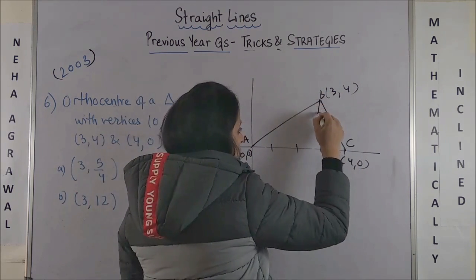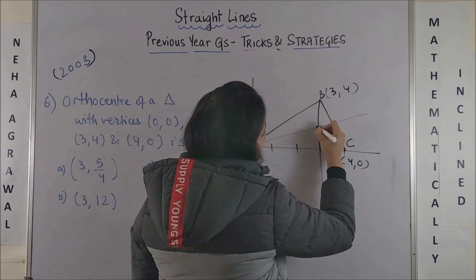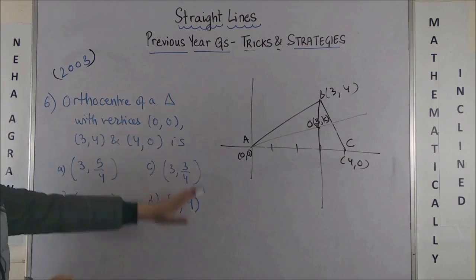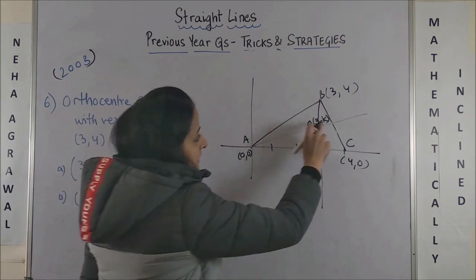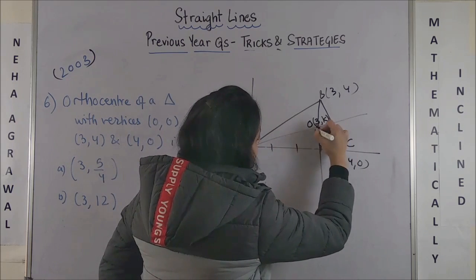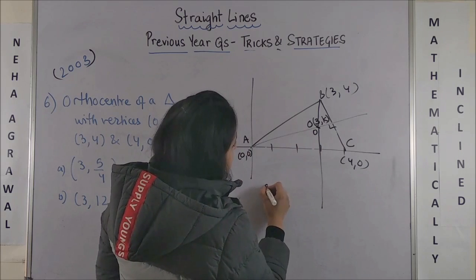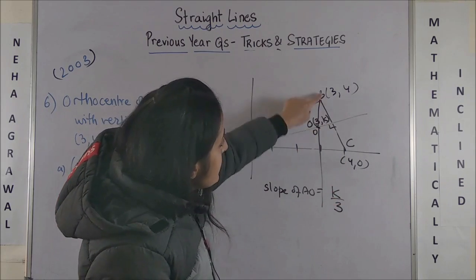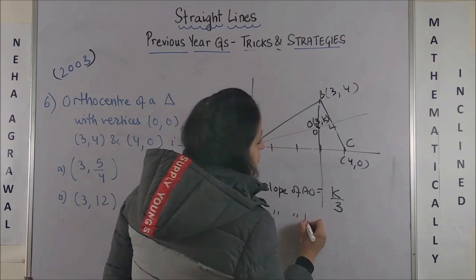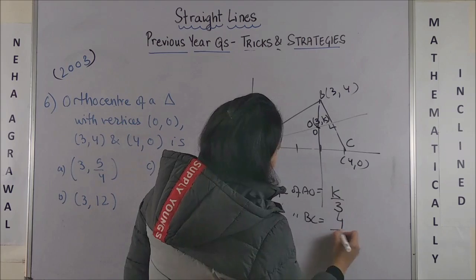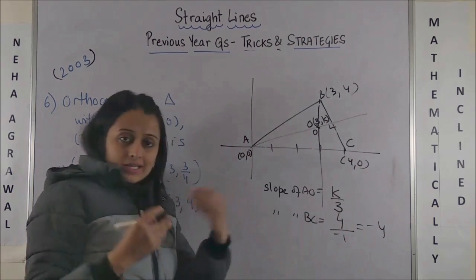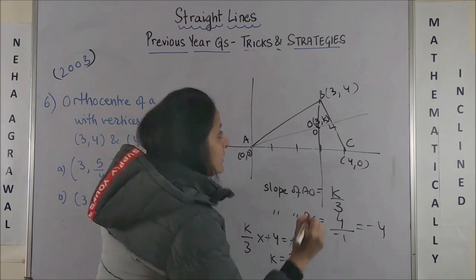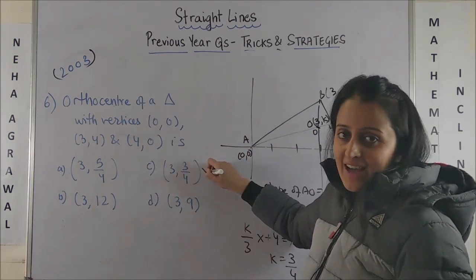Now symmetrically, if I drop the perpendicular like this, the point which is the orthocenter will have the coordinates 3, k. As you can clearly see from the options also, all of them have 3. Now for this k, if I call this point O, what is the slope of AO? It is simply k by 3, and AO is perpendicular to my line BC. What is the slope of BC? It is going to be 4 upon minus 1, so minus 4. Since they are perpendicular, k by 3 into minus 4 is equal to minus 1. K is 3 by 4. That means 3, 3 by 4 is your answer, and bingo.